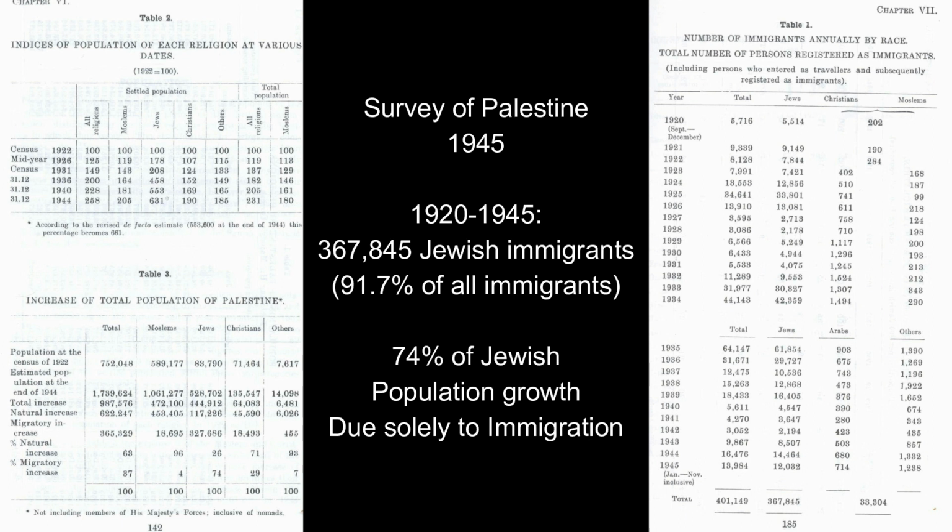By 1945, you had 367,845 Jews who had migrated, and these represented 91.7% of all immigrants who came to the region between 1920 and 1945. And 74% of all Jewish population growth is attributable directly to immigration. So it's not as if the Jews are having a lot more children. They are increasing their numbers only because of mass migration.